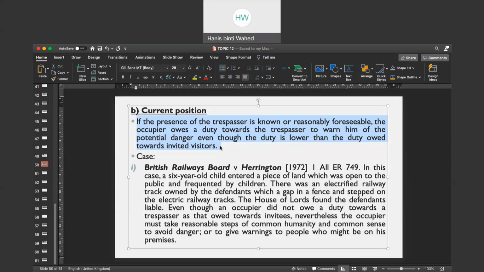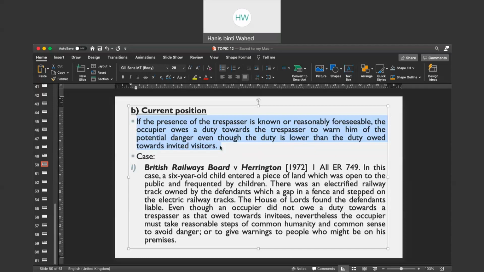Okay, so it means that the danger is known to the occupier, and the occupier needs to warn the trespasser of any potential danger. How can he do that? How can he give warning? Maybe he can use a notice, okay, or put up a sign, ya, put up a warning, danger and everything. Say there is an abandoned building or whatsoever. Usually with an abandoned building, there are usually trespassers who will enter the abandoned building.